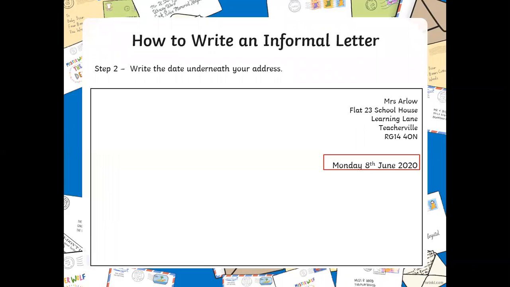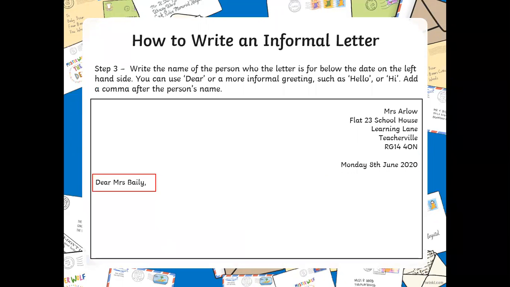Step 2, write the date underneath your address. Here is my example. Monday the 8th of June 2020. Step 3, write the name of the person who the letter is for on the left-hand side. You can use dear. Sometimes you can use a more informal greeting such as hello or hi, but for this letter we're going to use dear, and you need to add a comma after the person's name. Here is my example. Dear Mrs.